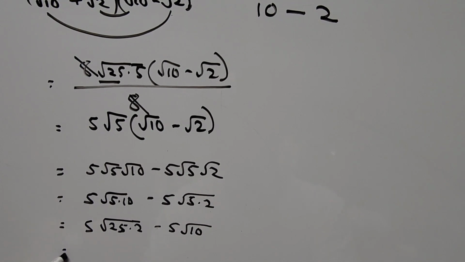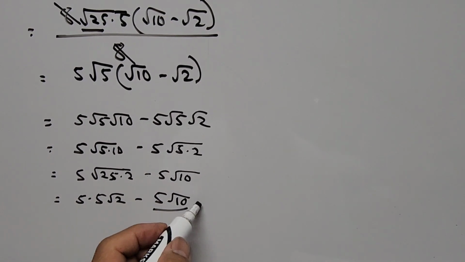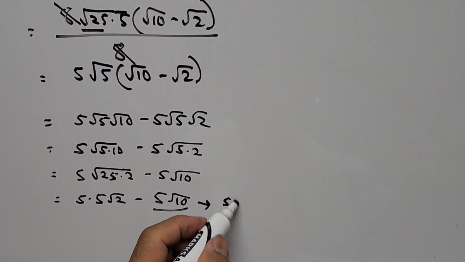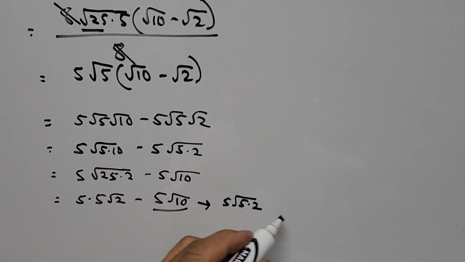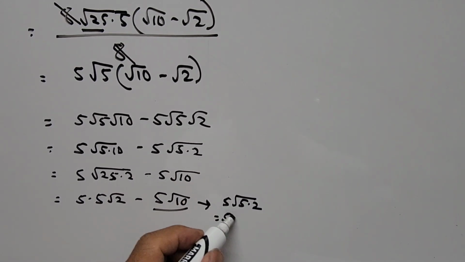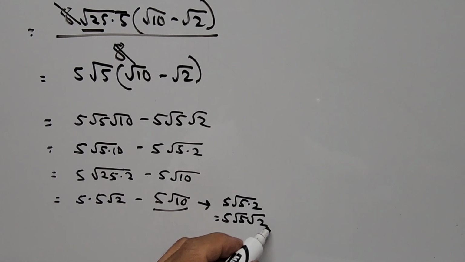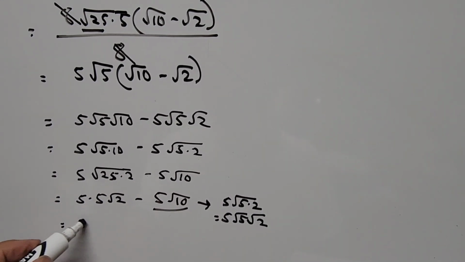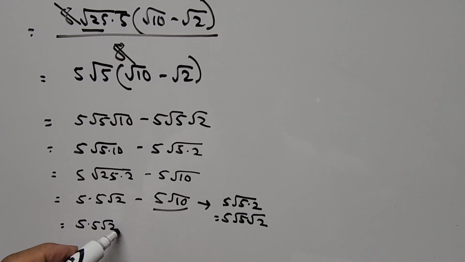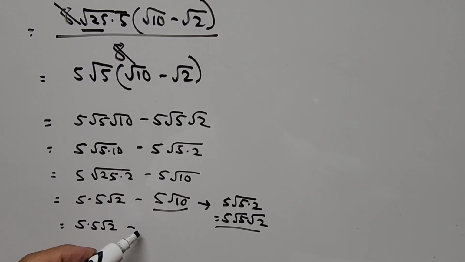And this is further simplified as 5 times square root of 25, which is 5, times square root of 2, minus 5 times square root of 10. And the second term here is the same way as 5 times square root of 5 and 2 square root of 10, and this is equal to 5 square root of 5 times square root of 2. So this is now 5 times 5 times square root of 2 minus this, that is 5 square root of 5 times square root of 2.